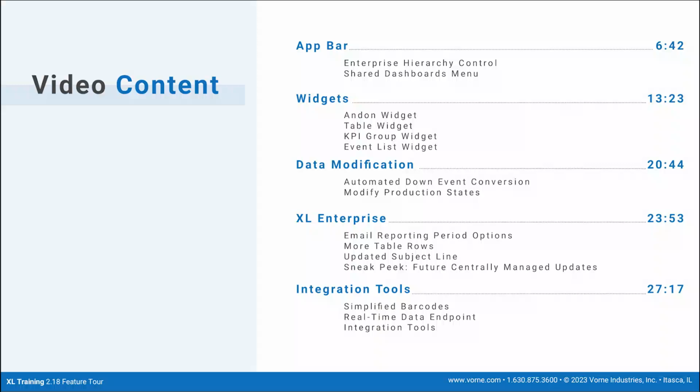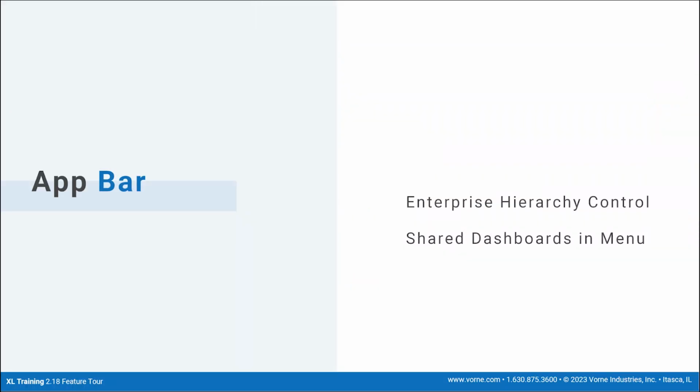We've organized features into 5 themes: App Bar, Widgets, Data Modification, XL Enterprise, and Integration Tools. Let's start with the App Bar.